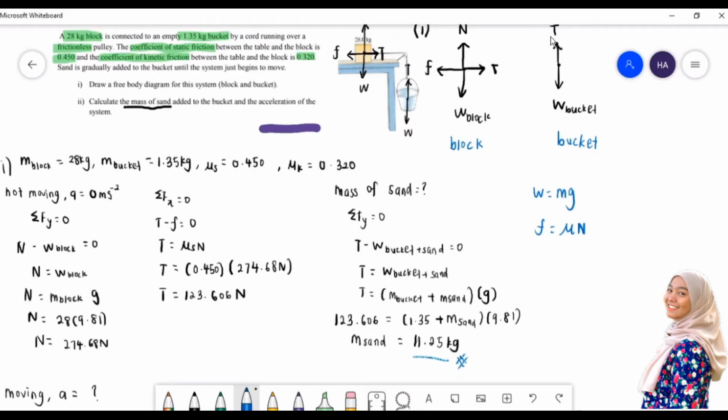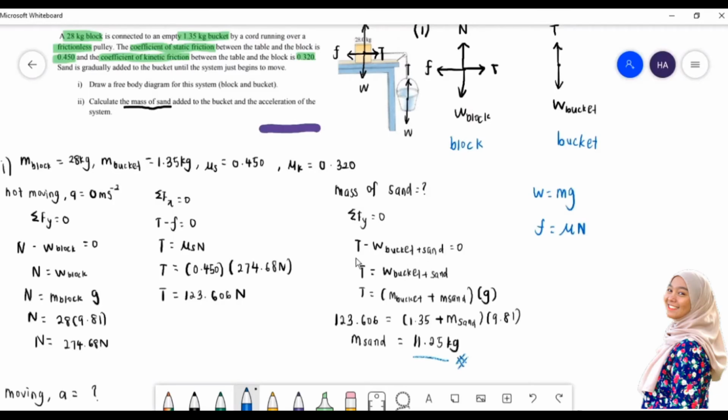Okay, so mass of sand, Fy equals to 0 because dia adalah at rest. So, T minus W. W ni, dia akan dicampurkan bucket dengan sand, sebab sand tu is gradually added to the bucket. So, dia adalah mass of bucket plus sand, W of bucket plus sand. Okay. So, T equals to W bucket plus sand. So, W is equal to mg.